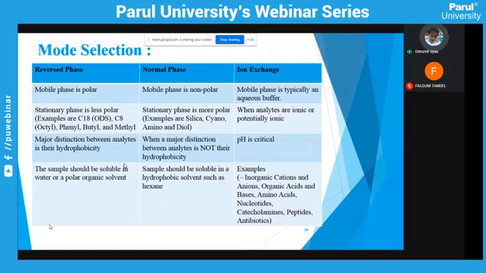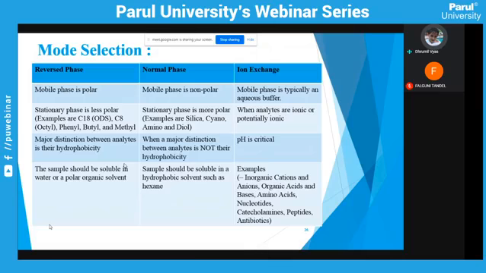Ion exchange mode of separation is required when our analytes are ionic or potentially ionic. The major distinction between analytes is their hydrophobicity in reverse phase chromatography, while for normal phase chromatography, the major distinction between analytes is not their hydrophobicity. For ion exchange chromatography, pH is very critical.